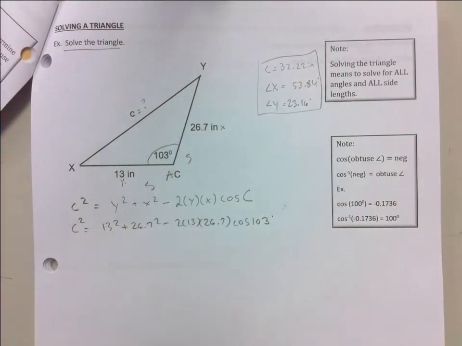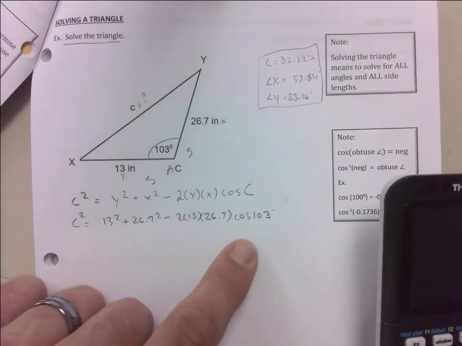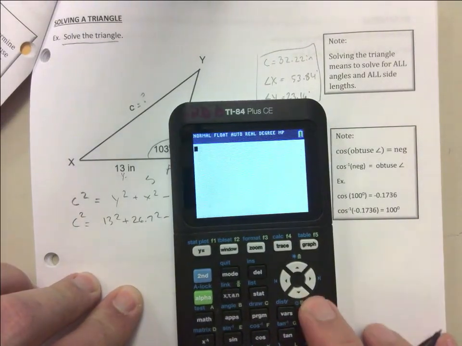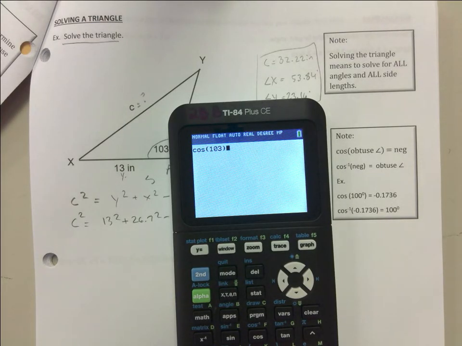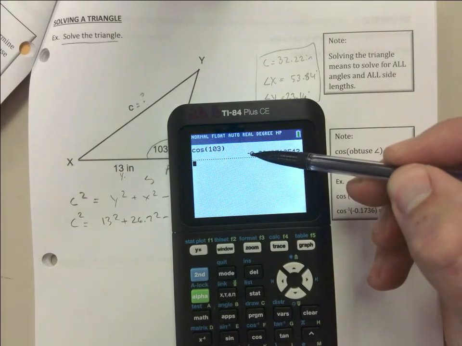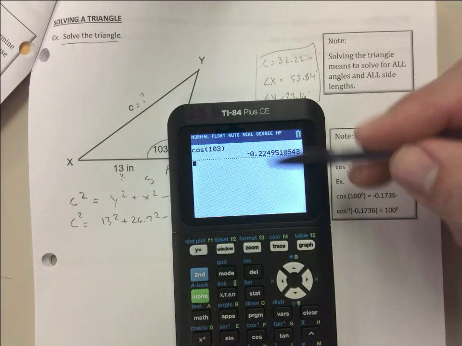Okay, pay attention to this part. I know you've plugged in and you probably didn't notice, but can you all press cosine of 103? Cosine of 103 degrees. 103 is what kind of angle? It's an obtuse angle, right? So if you notice that it's negative, right? It's normal for cosine to get a negative as an answer. Don't let that throw you off.